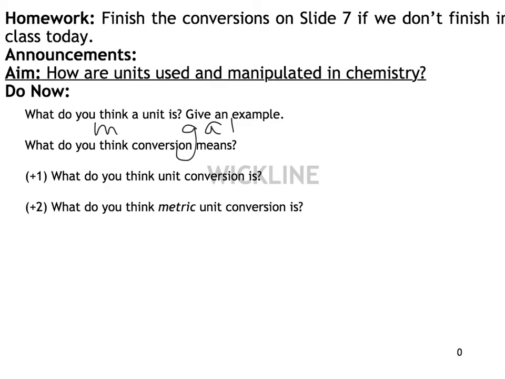So that means that unit conversion is actually just when you go from one unit to the other. And a metric unit conversion is specifically to go from a metric unit to another metric unit, avoiding imperial units like gallons, for instance.